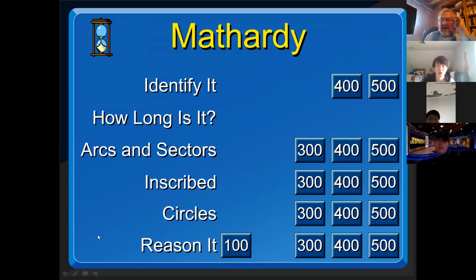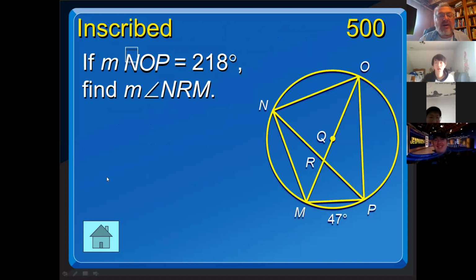Go ahead, Jason. Inscribed 500. Stay sharp, guys. If the measure of arc NOP equals 218, find the measure of angle NRM. Wait, NOP. Go ahead, Gavin. Is it 71 degrees?